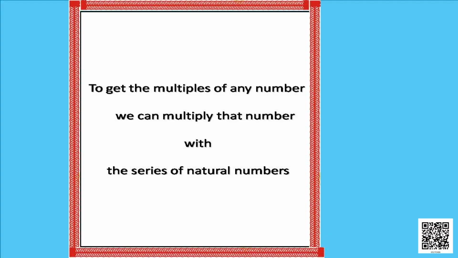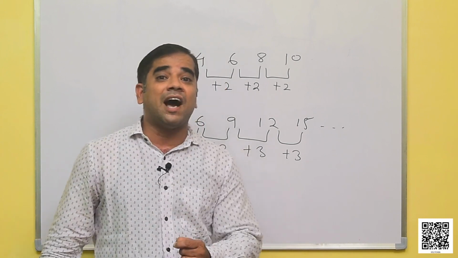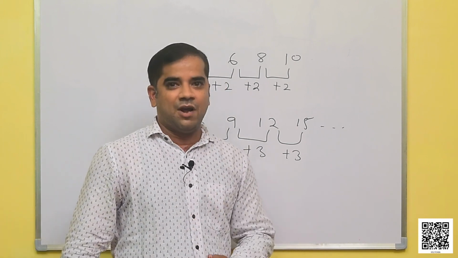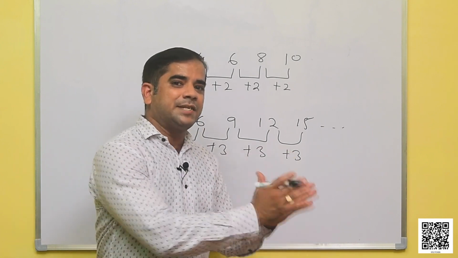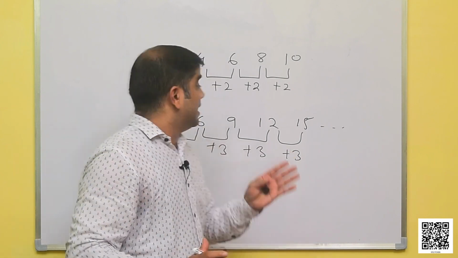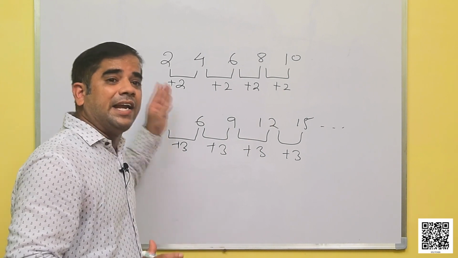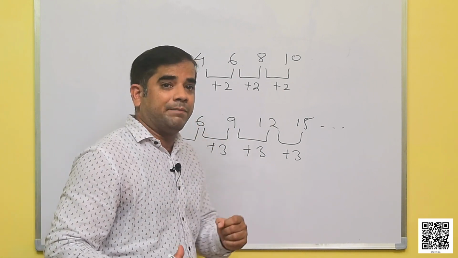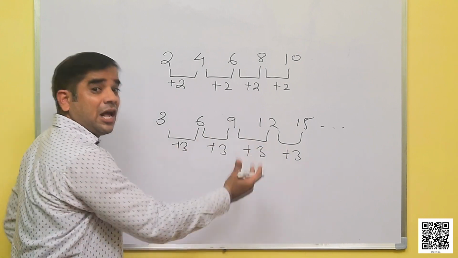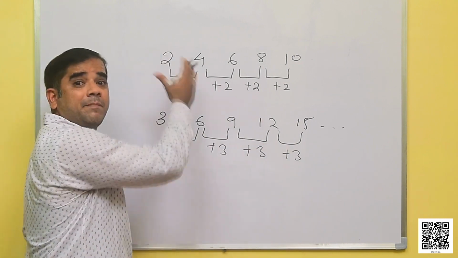Now we can say that to get the multiples of any number, we can multiply that number with the series of natural numbers. That means every number has infinite number of multiples. We cannot say that a number has this many number of multiples only. Any number, let it be any number, has infinite number of multiples, because how do we get the multiples? When we multiply that number by itself.